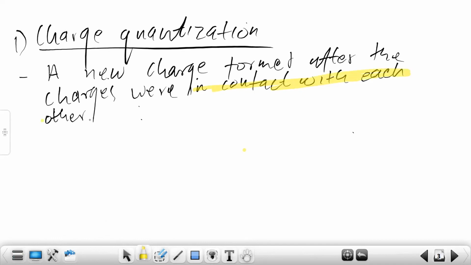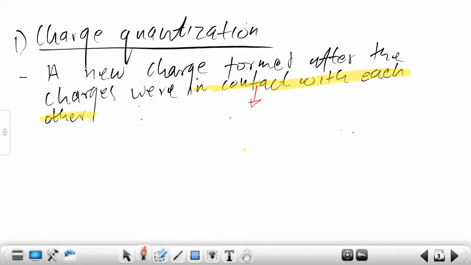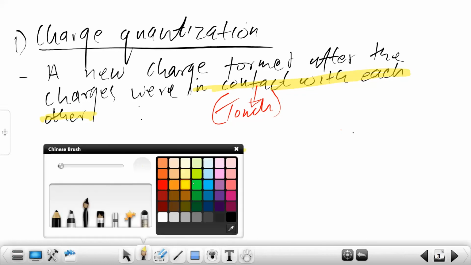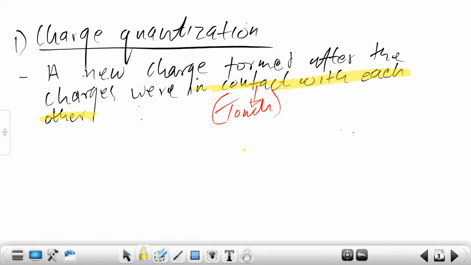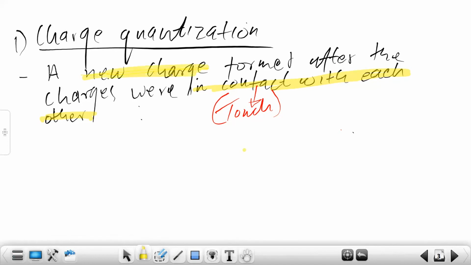each other. So if the charges did not become in contact, if they did not touch, maybe I should also add here that it's important that if they are in contact, it basically means they should also touch. If they did not touch, it means I cannot talk of charge quantization. If they were never in contact, then I will not be in a position of talking about charge quantization. But now check here. We also say we are going to have a new charge.